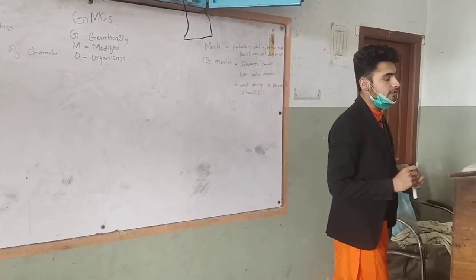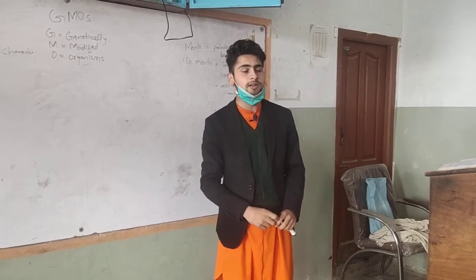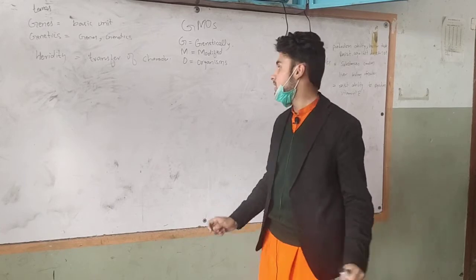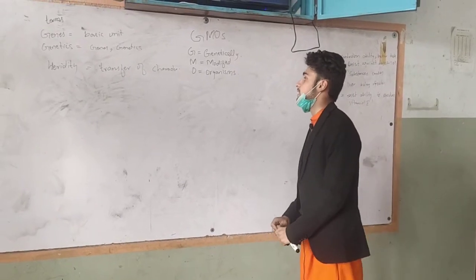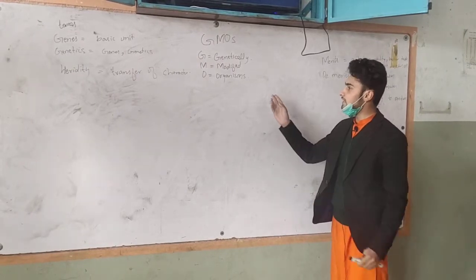How does it occur? Genetically modified organisms occur when scientists take a gene from the DNA of one organism and transfer it to the DNA of another organism. So in this process, genetically modified organisms occur. Now some terminologies related to genetically modified organism.